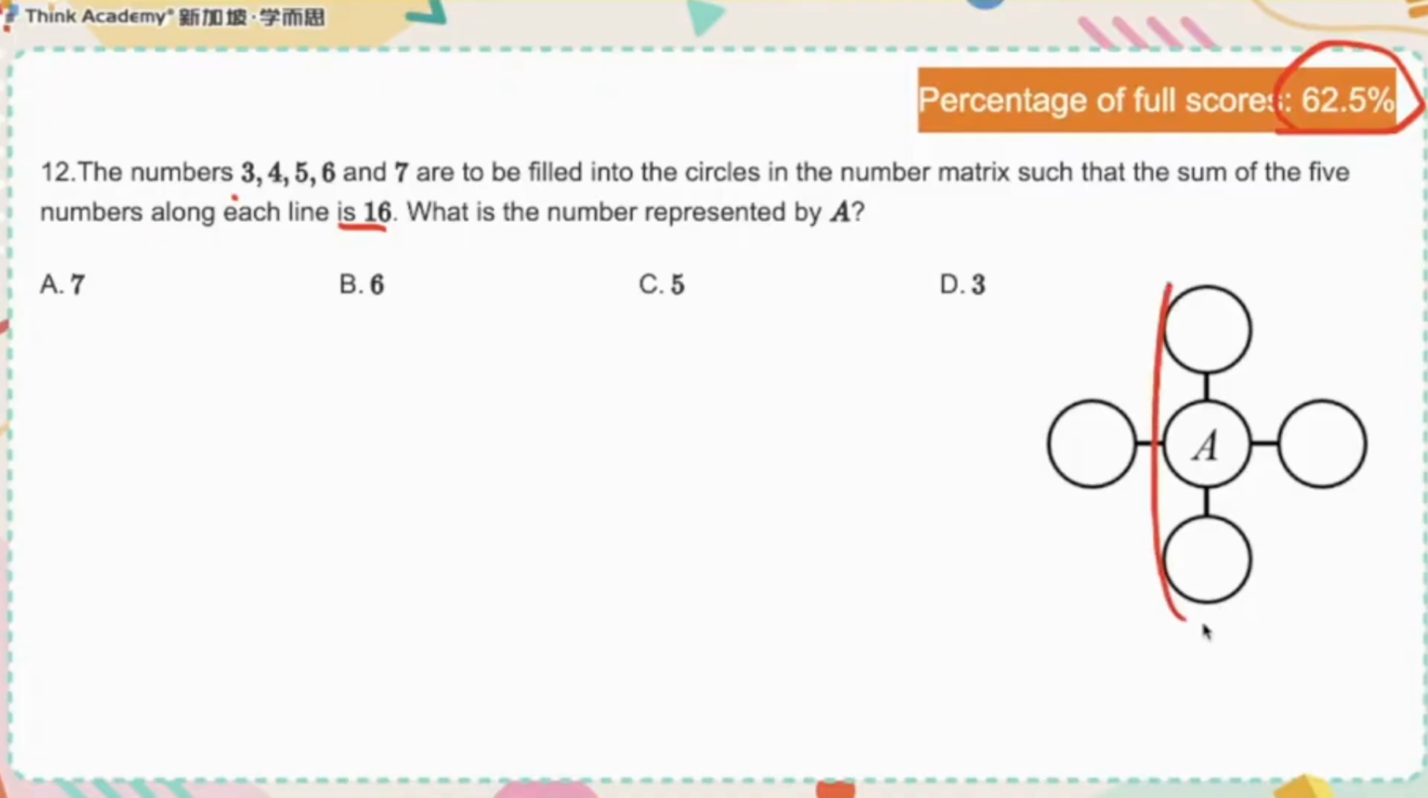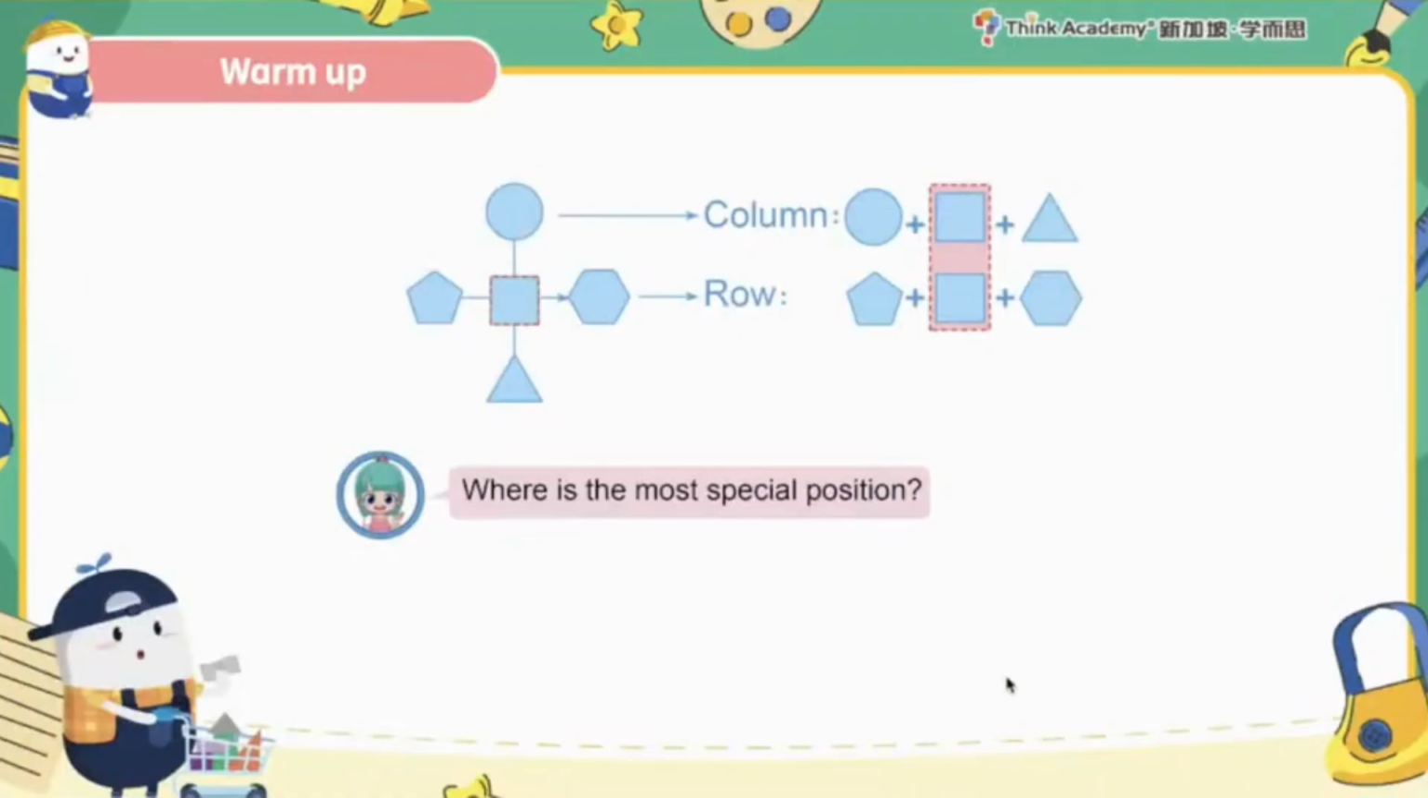Okay, so if we want to know like this, the sum of these 3 numbers is 16. The sum of these 3 numbers is 16. What is the number represented by A? Before this, we need to know how we can play this kind of number matrix. Let's warm up a little bit.